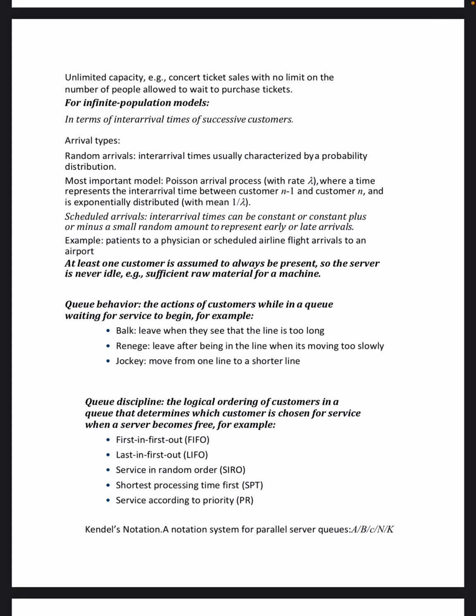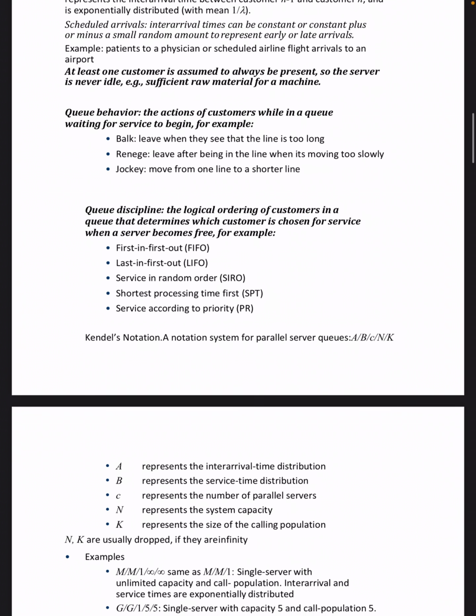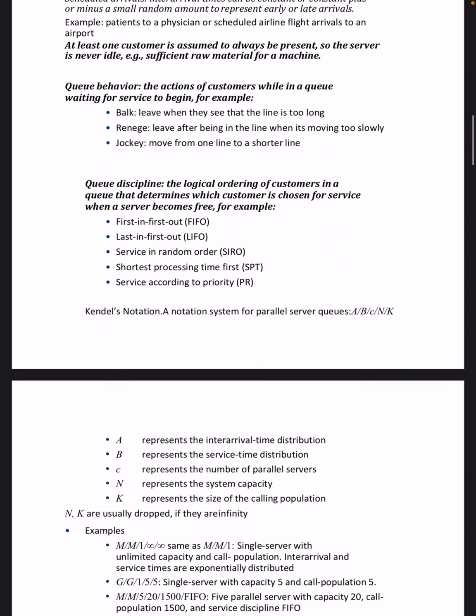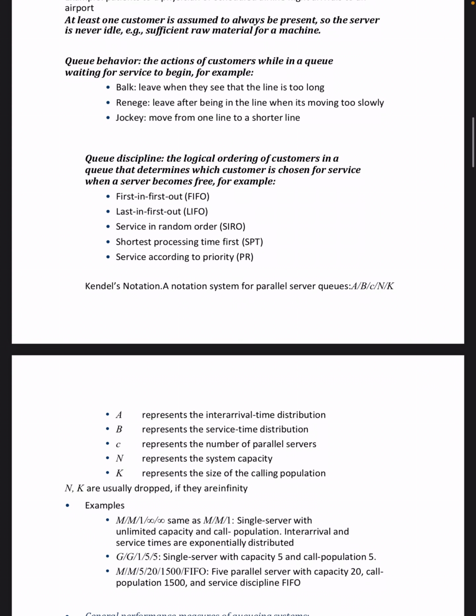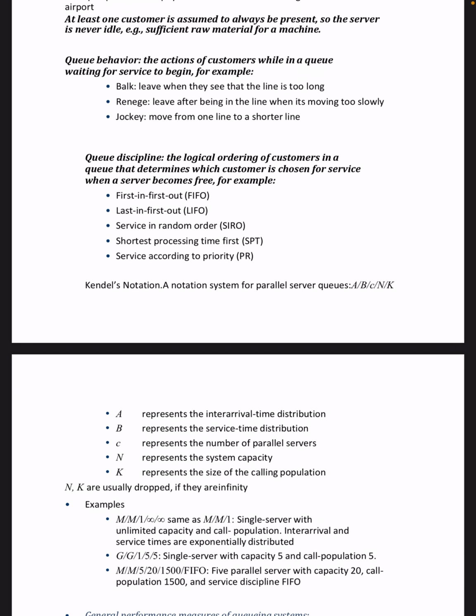Queue discipline: the logical ordering of customers in a queue that determines which customer is chosen for service when a server becomes free. For example, first in first out, last in first out, service in random order, shortest processing time first, service according to priority.